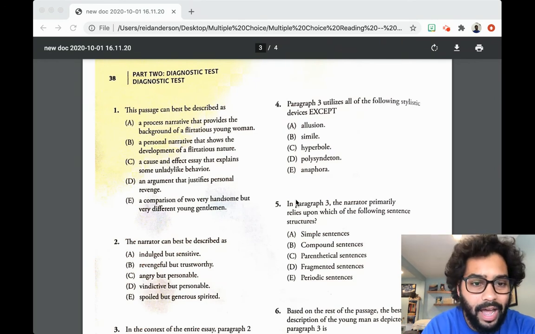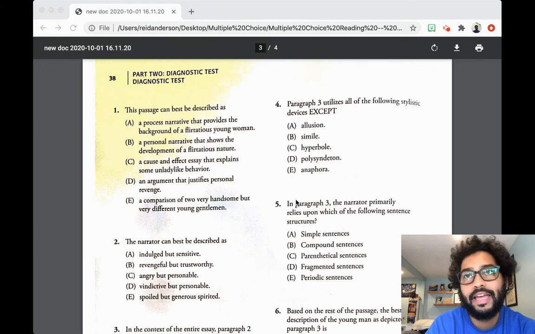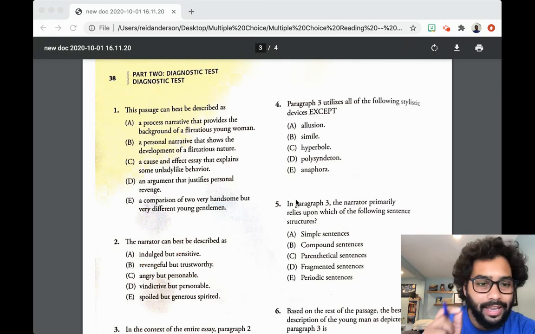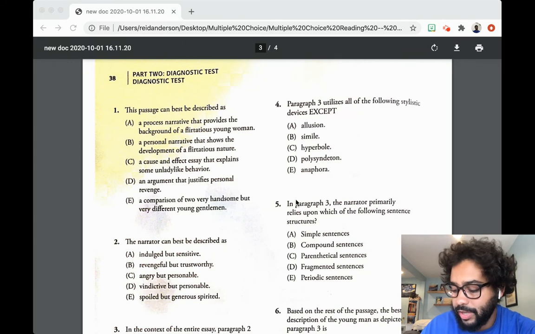And C, cause and effect that explains unladylike behavior. It is cause and effect, but it's not cause and effect to explain unladylike behavior. It's more like cause and effect to explain how she hurt people. And so sometimes you've got to get to that nitty-gritty answer. So in this case, put B for number 1, and we'll check that in a second.